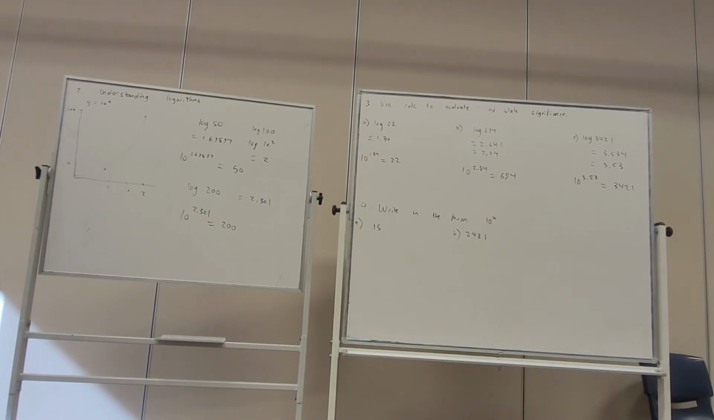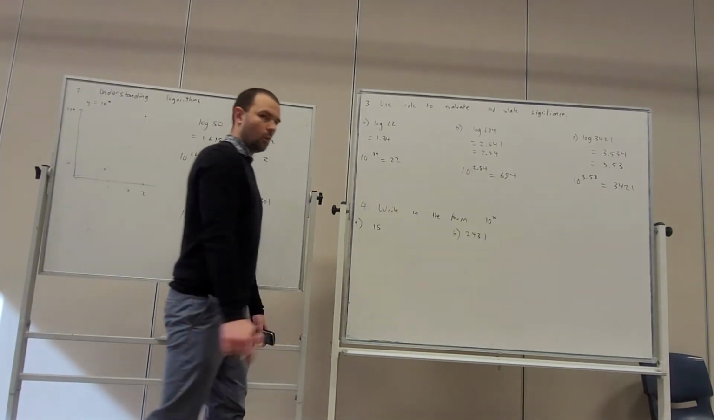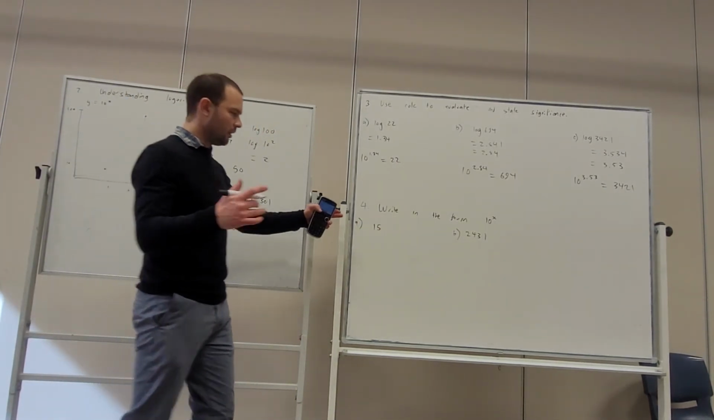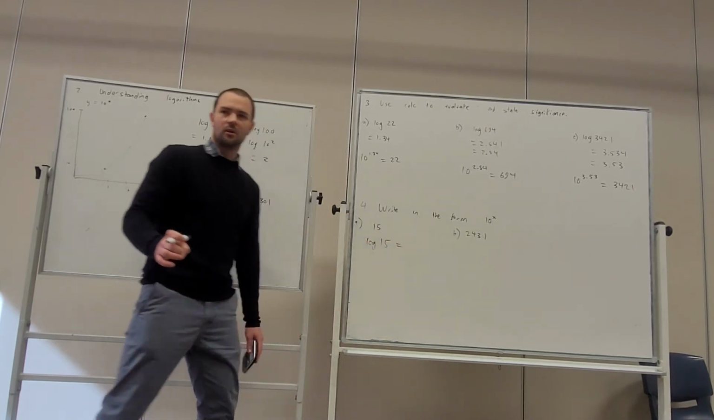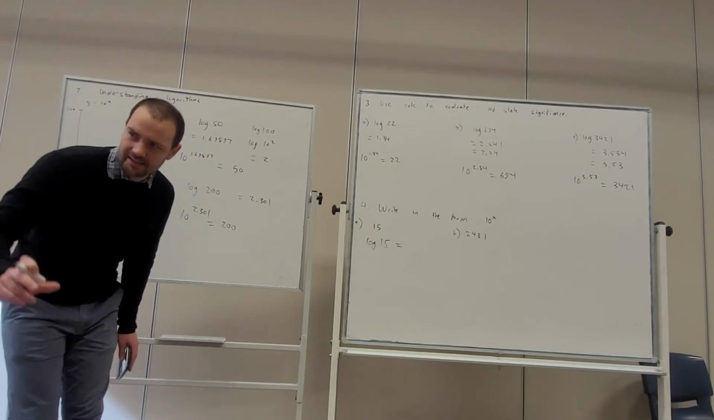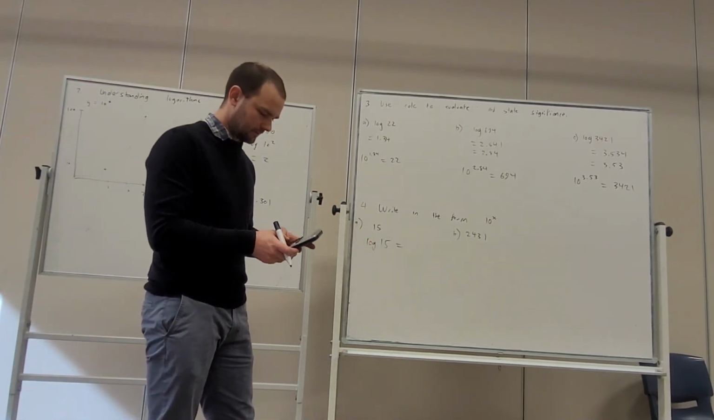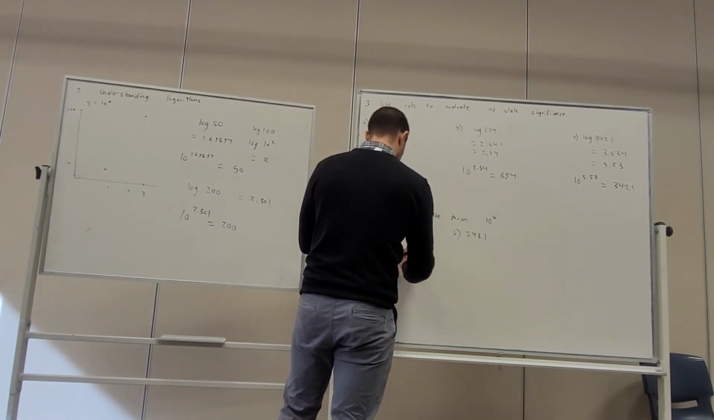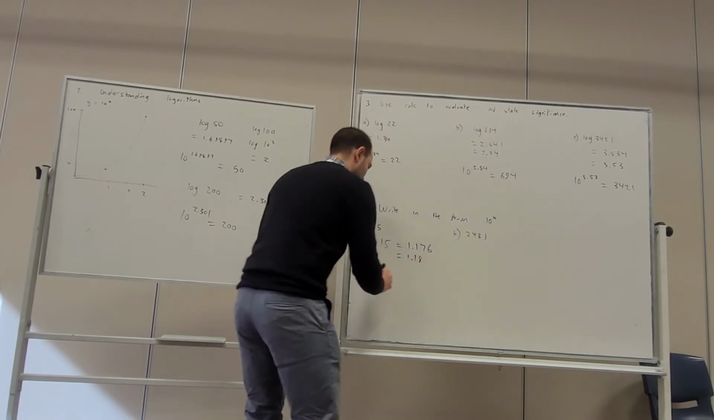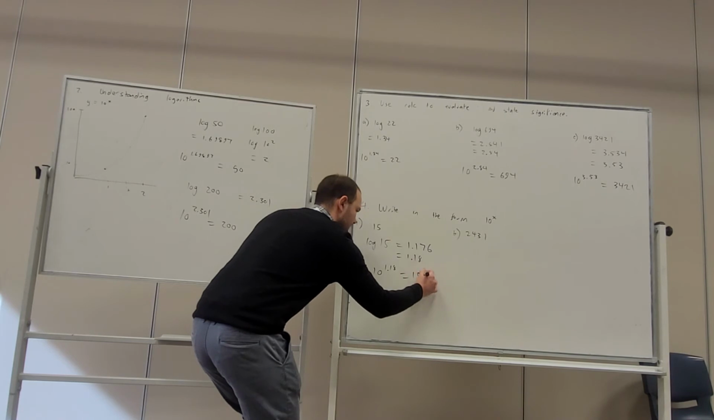In question 4, write in the form 10 to the power of x. Well, when it asks us to do this, we know that log of 15 is going to tell us the power that we need to raise 10 to in order to get 15. So let's calculate log 15. I've got 1.176, so that would be 1.18. Therefore, 10 to the power of 1.18 equals 15.